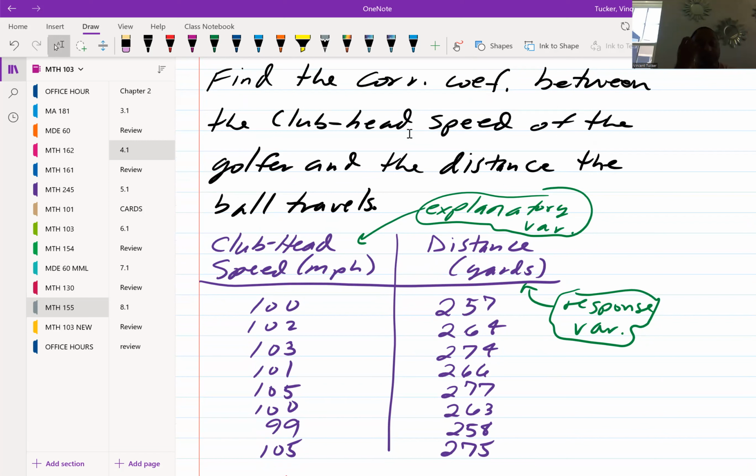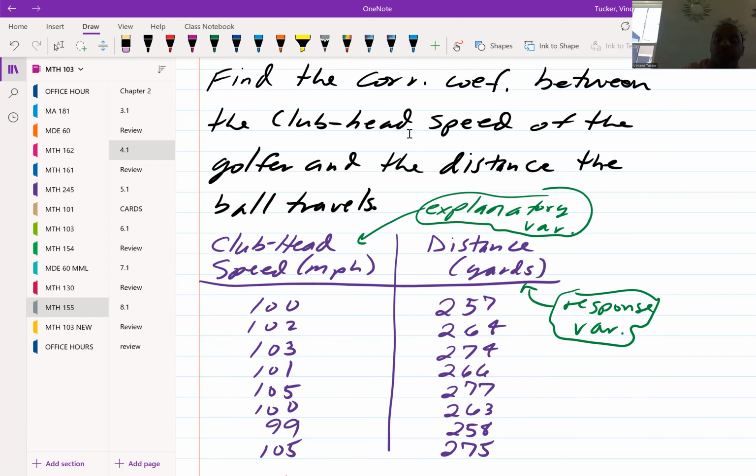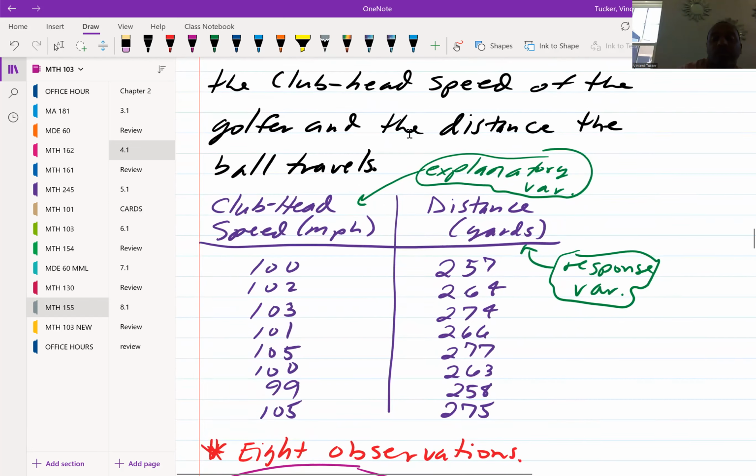So here we have 8 different occurrences, even though you see 16 numbers here. This is one occurrence: I swung the golf club at 100 miles per hour, the ball went 257 yards. All of these are just 8 occurrences. How fast you swung the golf club and how far the ball traveled, each is one occurrence, or observation apiece. That's the observations.